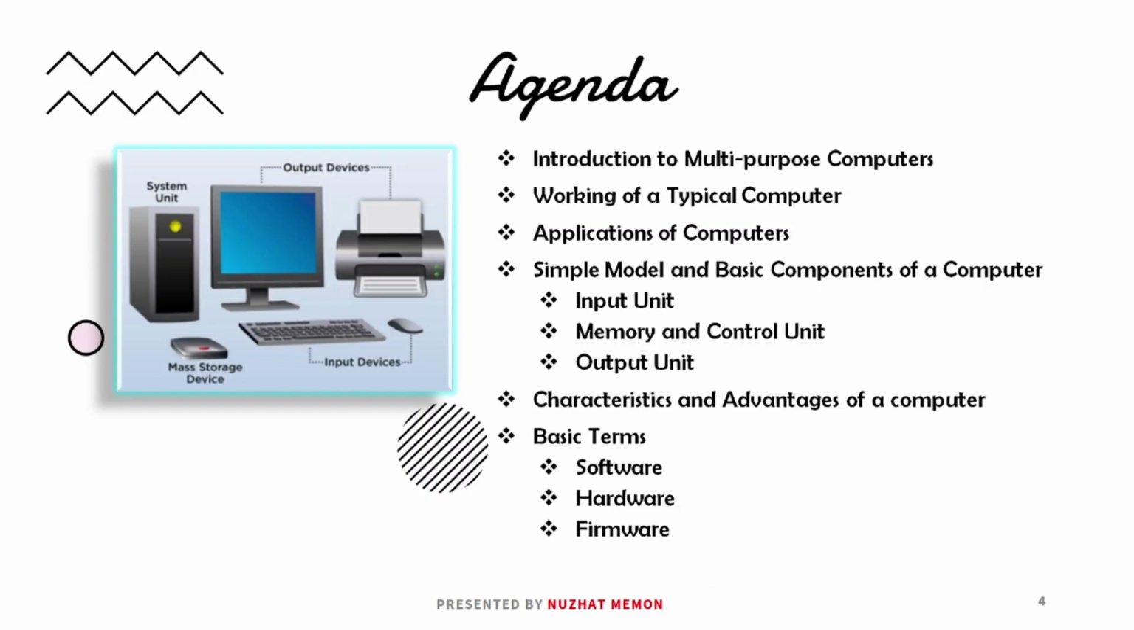So without wasting time, we will quickly start our very first chapter, that is introduction to computer. In this video lecture, we are going to cover introduction to the multipurpose computer. Then we will proceed to our very next topic, that is the working of a typical computer. Here we will see how a computer works. Then we will see applications of computer in various fields. Then we will see a simple model of a computer. Here we will get familiar with the basic components of a computer, that is input unit, memory, control unit and output unit. Then we will study the characteristics and advantages of a computer. And lastly, we will see a few basic terms like software, hardware and firmware.